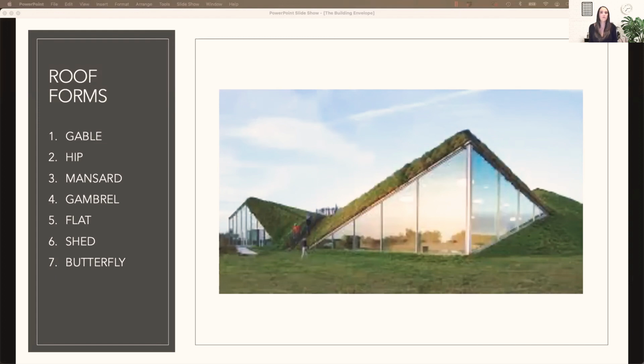So let's start with group 1 and the gable roof. Let me know if someone can share their screen from that group. I'm trying, but it says that I am disabled. Okay, hold on one second.